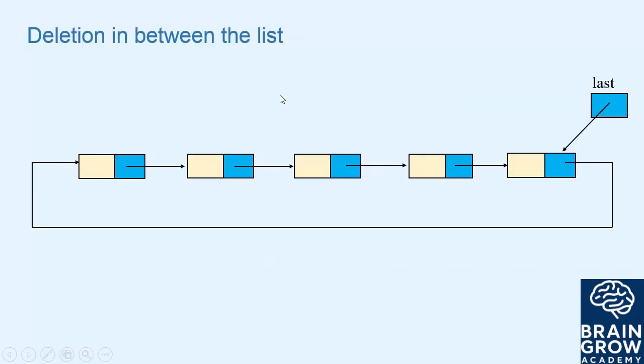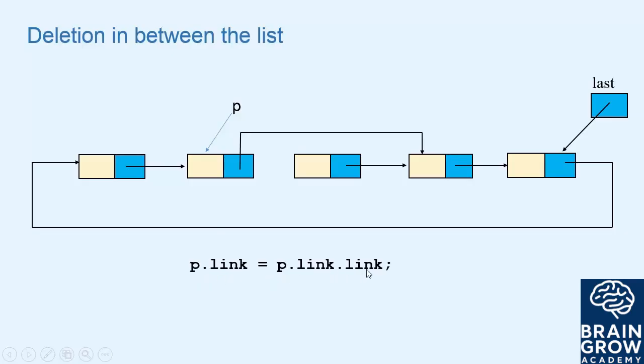Now let's see how we can delete a node in between the list. Suppose we want to delete this node. For that, we need a reference to the predecessor node. Now for deletion of this node, link of this node should refer to this node. So we write p link is equal to p link link. And so this node is removed from the list. This is the same as in non-circular single linked list. Now let's see the code for all the cases of deletion.